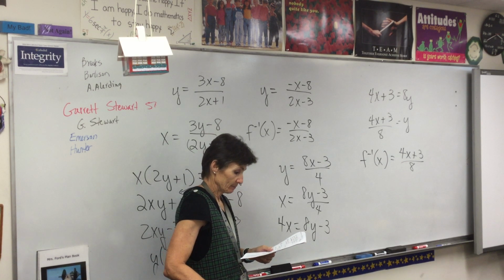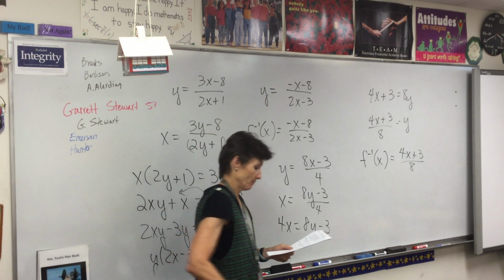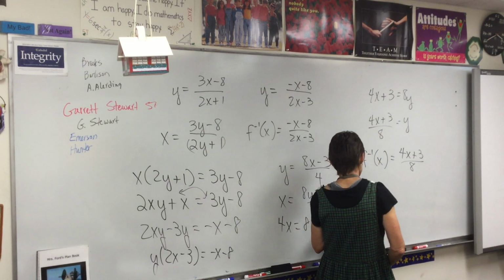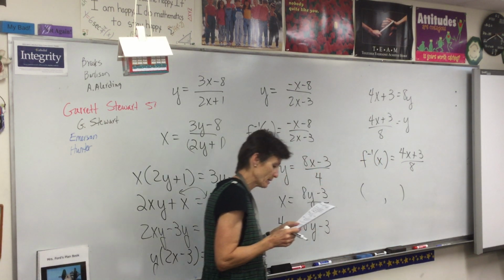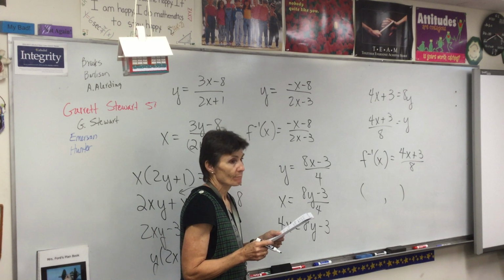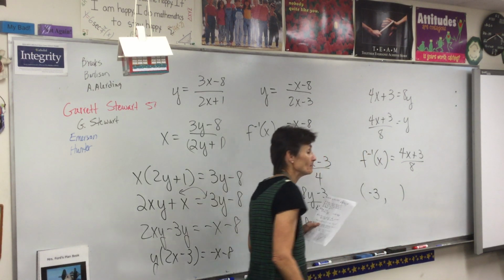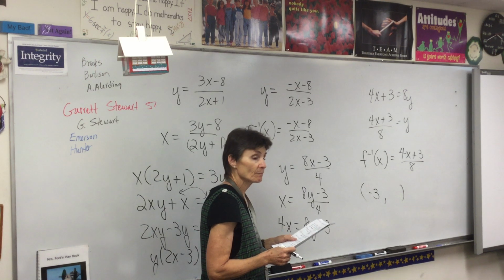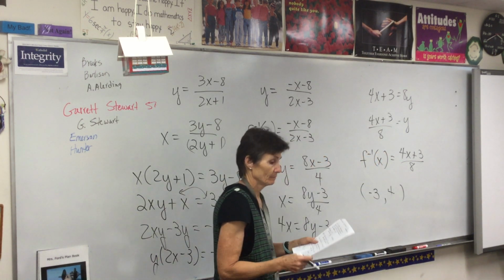Number 9. Find x, y if t is equal to negative 2. All right, I'm just finding the ordered pair. So what is the x going to be? Negative 3. How are we doing that? Plugging it in. And then what is the y going to be? 4. Plug it in. That's all there is to it. That's the answer.